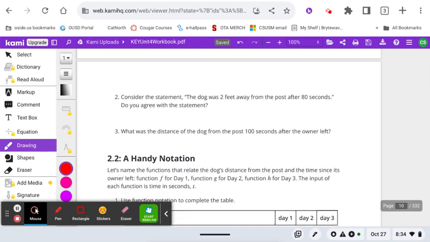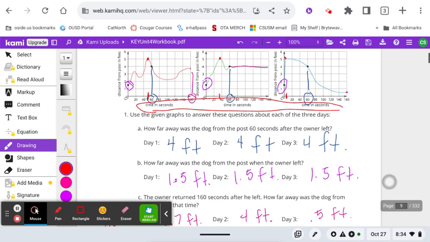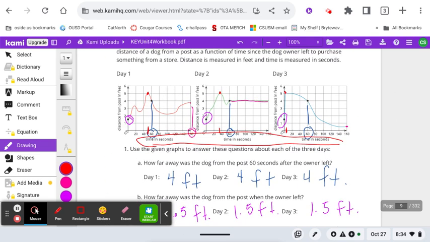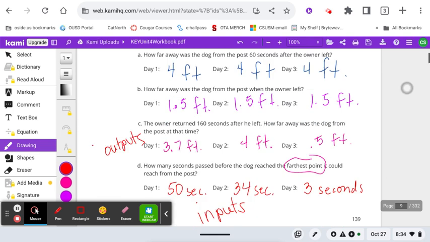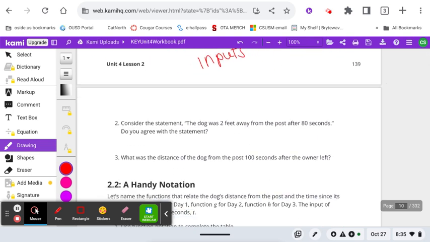Okay, consider the statement: the dog was 2 feet away from the post after 80 seconds. Do you agree with this statement? Well, he was at a different point at all that time. So at 80 seconds here, at 80 seconds here, at 80 seconds here. So when asking this question, it depends on the day whether it's true or not. And then same thing, what was the distance of the dog from the post 100 seconds after? I can't say unless you tell me which day.